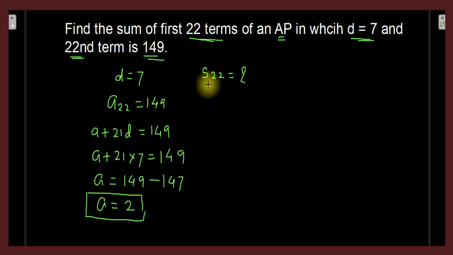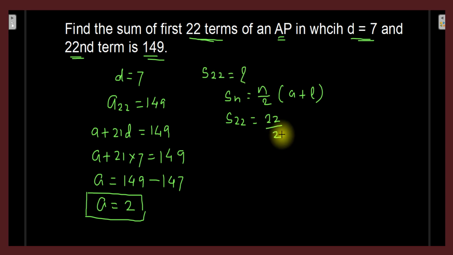Now we have to find S22. So Sn, we know that Sn is equal to n by 2 into bracket a plus l. So S22 is equal to, n will be 22 here, 22 terms are there. 22 by 2 into a, here we have calculated that is 2, plus the last term, that is A22 is the last term, so it will be 149.